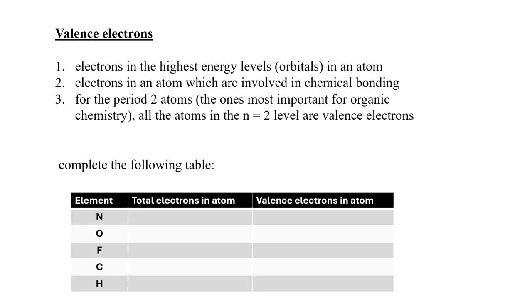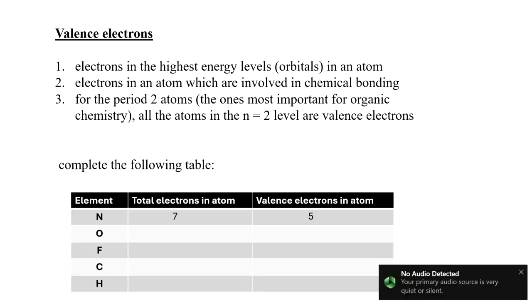Okay, so now we're back. Let's fill this in. For nitrogen, I've already shown you the answer. There are 7 total electrons because 7 is the atomic number for nitrogen. 5 of those electrons are valence electrons, 2 in the 2s and 3 in the 2p.